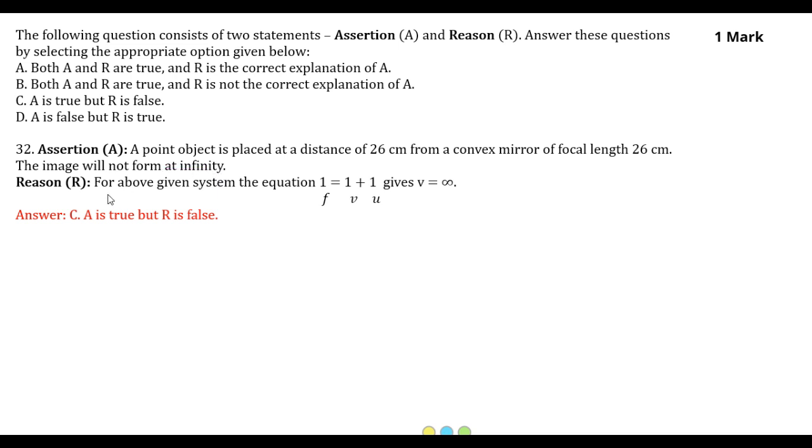Now see the reason. For the above given system, the equation 1/f = 1/v + 1/u gives v equals infinity. The equation is correct, but it seems to give v equals infinity. So we have to check that. The easy way is to find out the image distance. Once you find out where you are going to get the image, you will understand whether it will form at infinity or not. And then you can easily tell whether the reason is the correct explanation or not. So let me start with the solution.